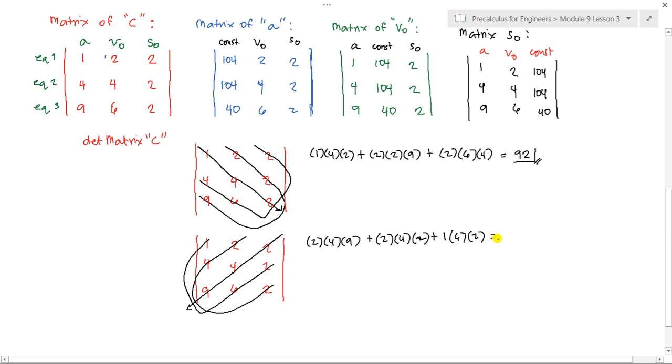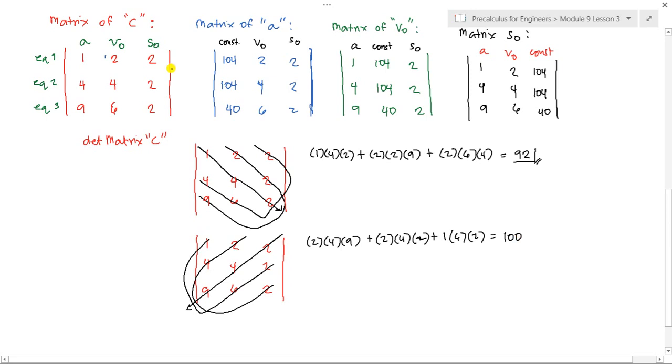The answer here is 36. I mean, 9 times 4, 36 times 2. Plus 4 times 2, 8 times 2, 16. Then the last term is 12. The answer here is 100.